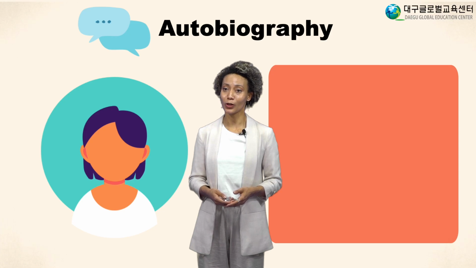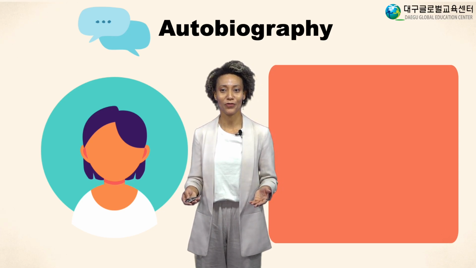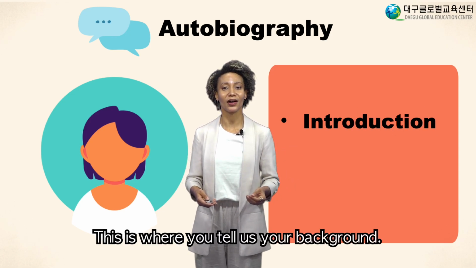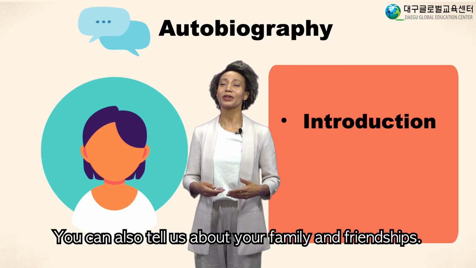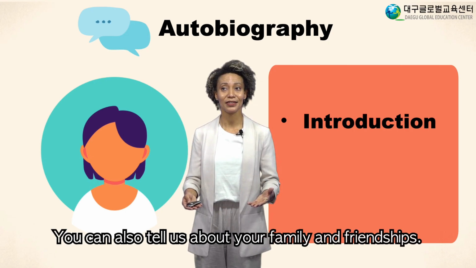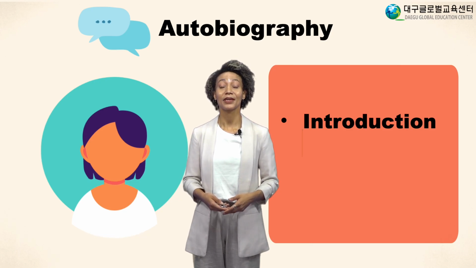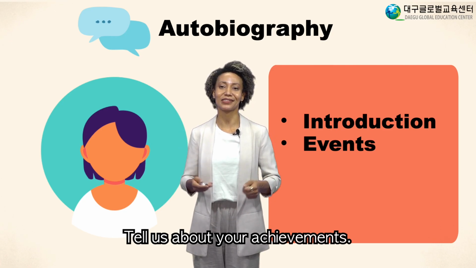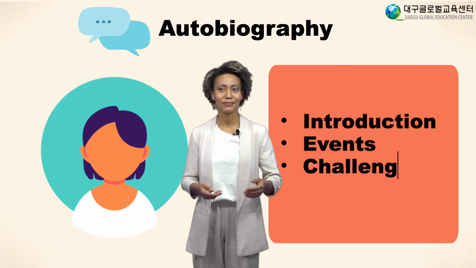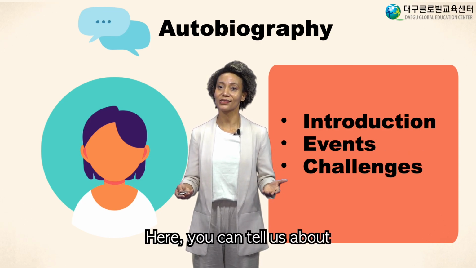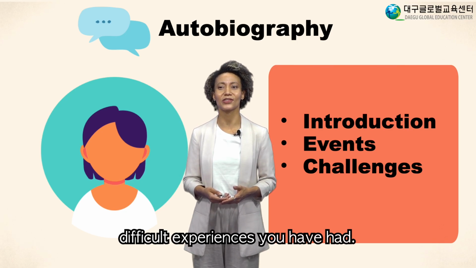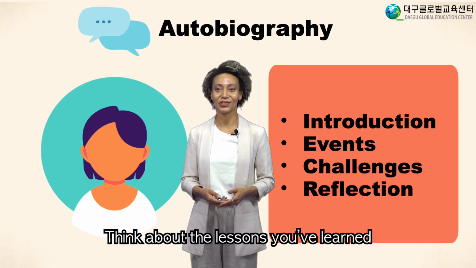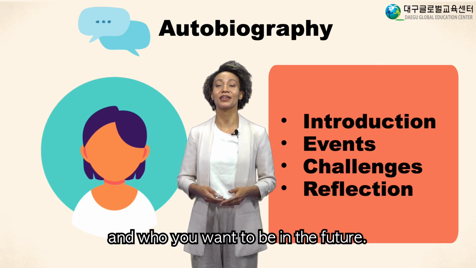You should think about the following when writing your autobiography. An introduction. This is where you tell us your background. You can also tell us about your family and friendships. Important events. Tell us about your achievements. Challenges. Here, you can tell us about difficult experiences you have had. Reflection. Think about the lessons you've learned and who you want to be in the future.